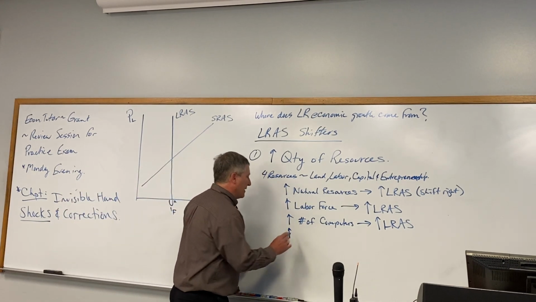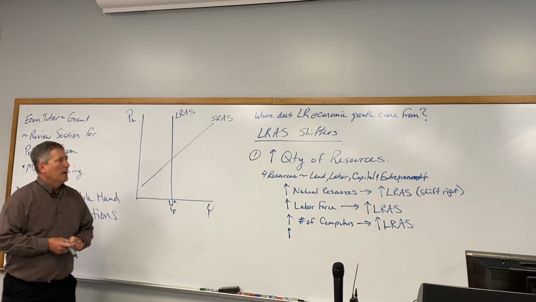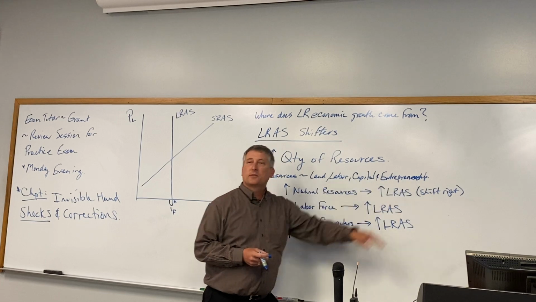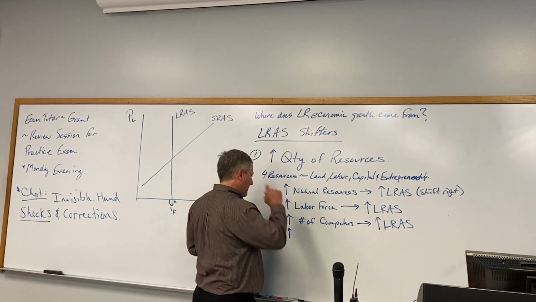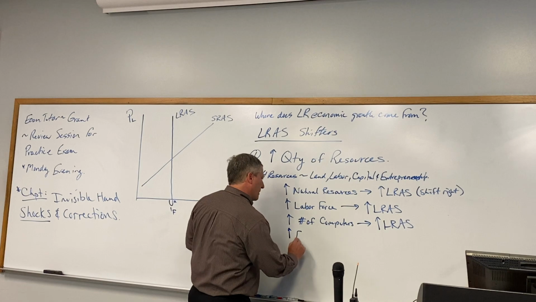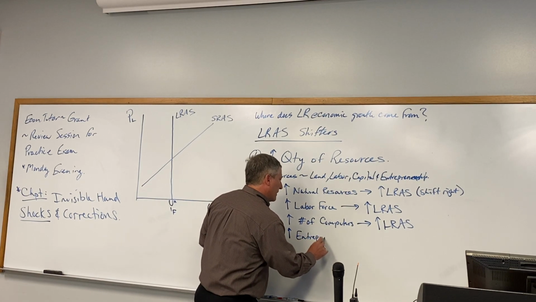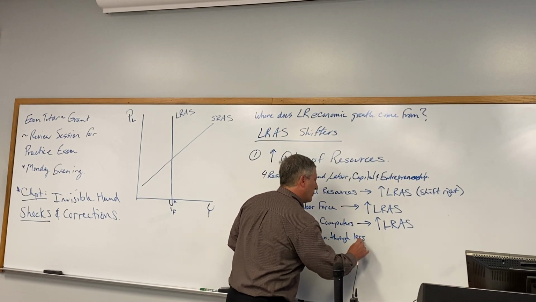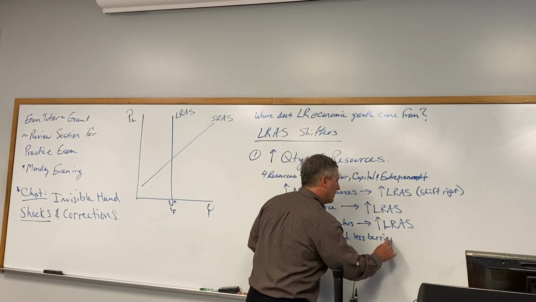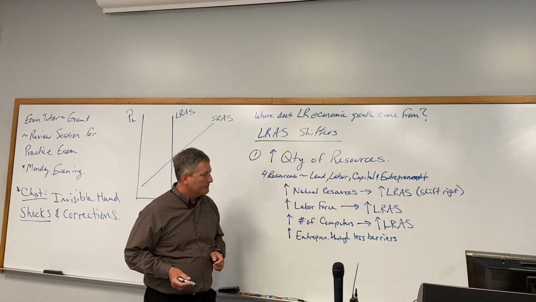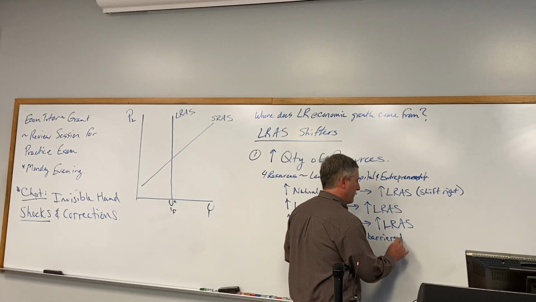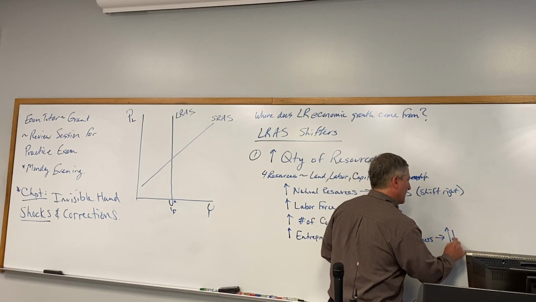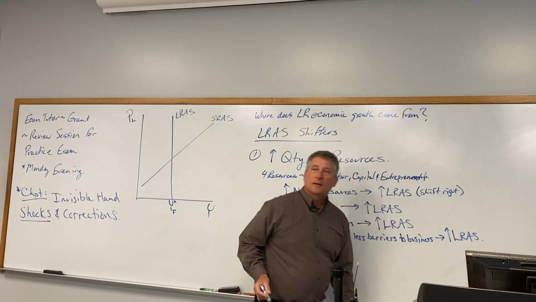And then finally, maybe there's some reduction in regulations that causes more entrepreneurs to do it. So an increase in entrepreneurship through less barriers to starting a business. That would lead to an increase in the long-run aggregate supply.